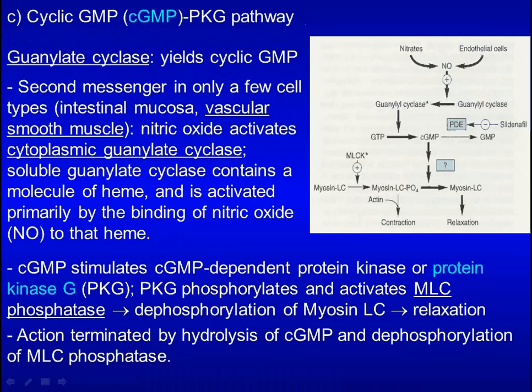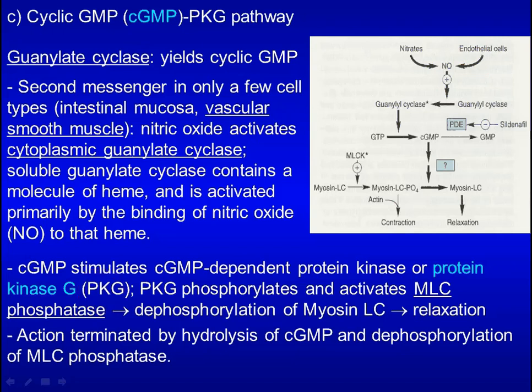Second messenger, cyclic GMP, functions through protein kinase G. Cyclic GMP is produced by guanylate cyclase. This second messenger is found in only a very few cell types. Nitric oxide activates cytoplasmic guanylate cyclase, as shown here. Cyclic GMP stimulates cyclic GMP-dependent protein kinase, or protein kinase G.